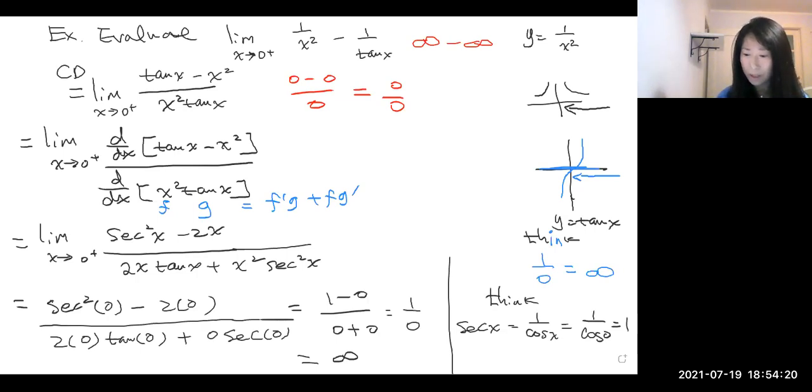Okay, so casual thinking here. We should know that. 1 over 0 is infinity. Any number over infinity, we get 0. Okay. All right, so one last one.